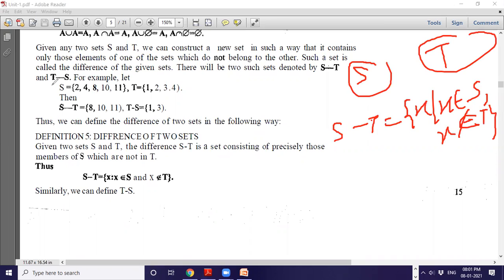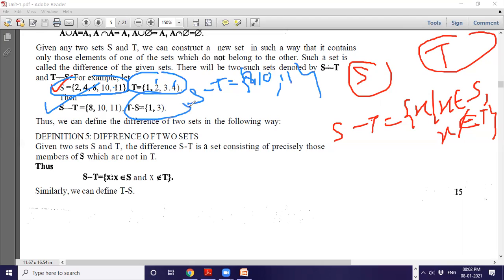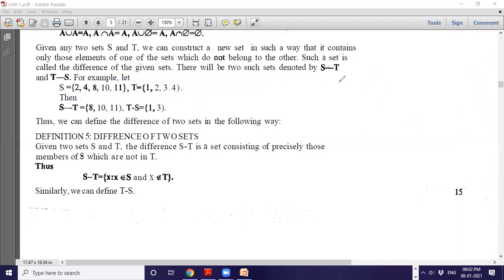एक example ले लीजिए. Please consider this example. S is given as 2, 4, 8, 10, 11. T is given as 1, 2, 3, 4. Now S minus T will be what? Those elements contained in S but not in T. 2 is contained in T, 4 is contained in T, 8, okay, 8 is not present in T, so I can write it. 10 not present in T, so I can write it. 11 not present in T, so I can write it. So S minus T will be 8, 10, 11. Right? Similarly, you can calculate T minus S. Good.